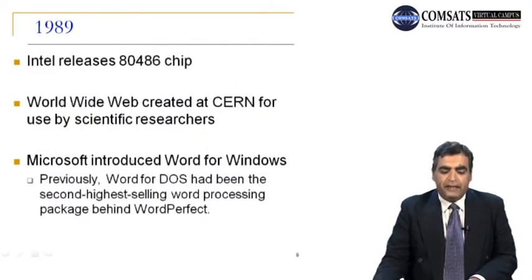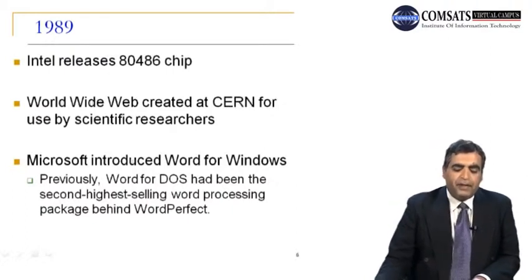In 1989, Intel releases the 80486 chip, called in short the 486 microprocessor. The power was more than the 386. In the same year, the World Wide Web was created at CERN for use by scientific researchers. This is the start of the internet, but it was limited to scientific researchers. It was not made for public use.